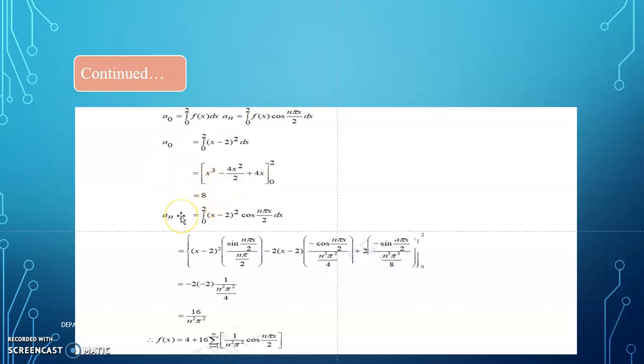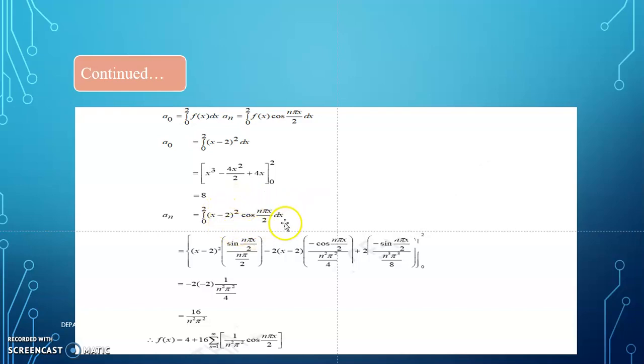Next we go for the a n. a n is equal to, here also you'll get the 2 by L. So L is equal to 2, we know that. So if you substitute L is equal to 2, here 2 by 2 is 1. Then integral 0 to 2 f of x cos n pi x by L into dx. So L is equal to 2 here. So substitute L is equal to 2. Then here I have to use f of x is equal to (x minus 2) the whole square.